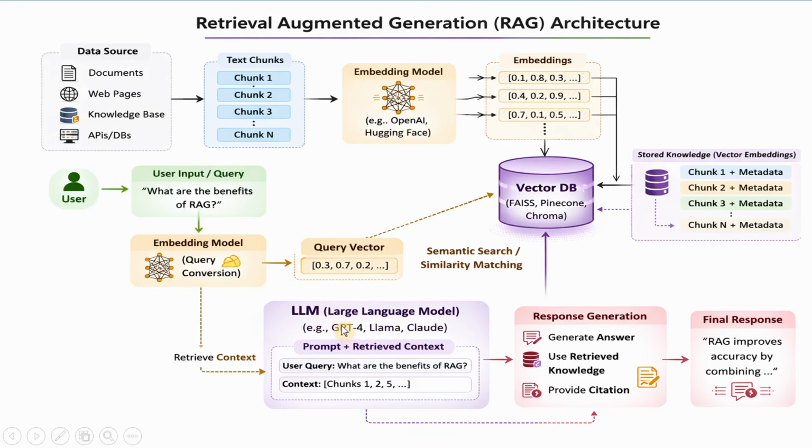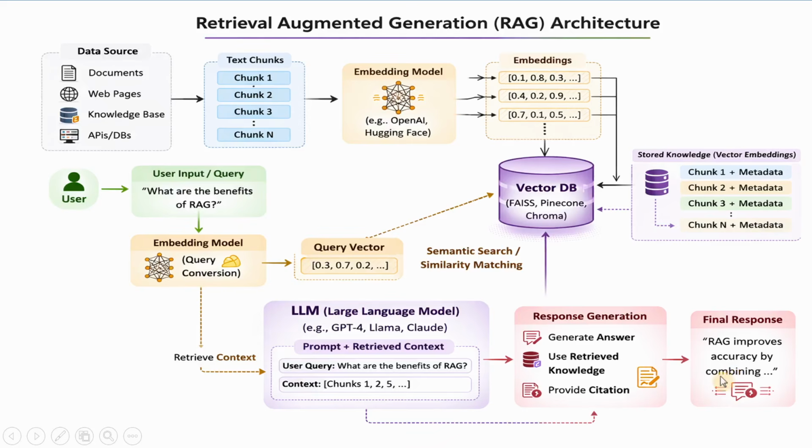Based on ChatGPT or whatever large language model you are using, the prompt plus the retrieved context is the input to the LLM. Based on this prompt and retrieved context, it will generate the response, using the retrieved knowledge and providing citations, and then give the response back to the user.